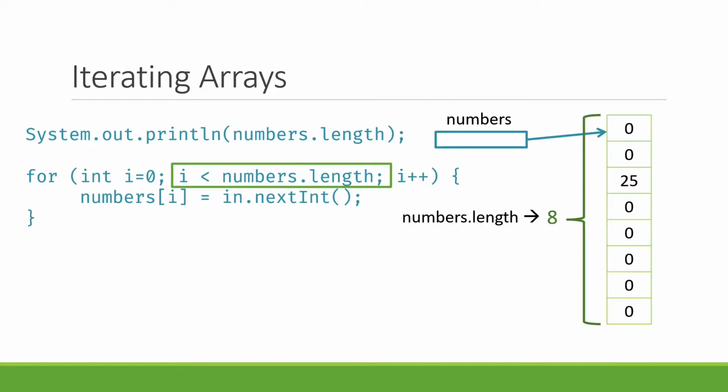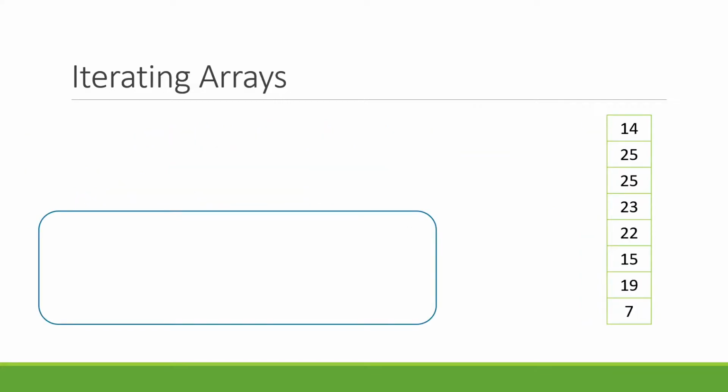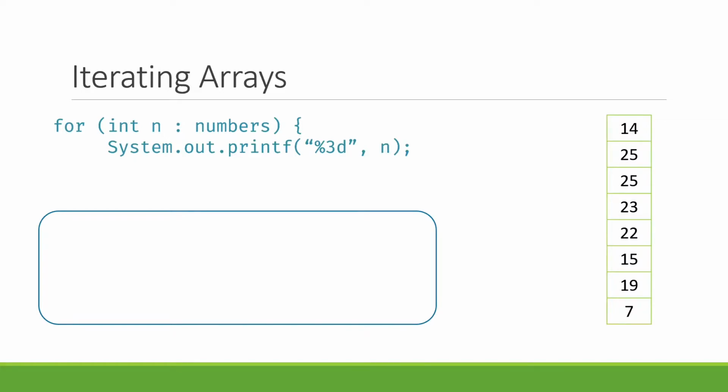If you try to iterate past the last element, you will actually see an exception. When you run your program, it will compile fine, but the program will crash and you will see an array index out of bounds exception. I'm actually going to talk about that later on in the course in another video. If you're reading the values in the array, it's actually more efficient to use Java's for each loop.